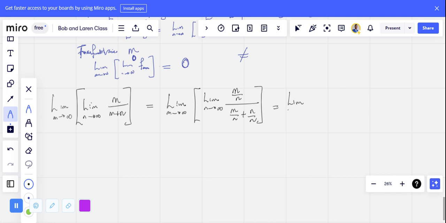Now if I insert n tends to infinity, wherever I see n, I insert infinity. That will be m over infinity, all divided by m over infinity plus infinity over infinity, which is 1. Anything divided by infinity is 0, so m over infinity is 0, plus 1. So I'm left with just 0 over 1, and that is 0.